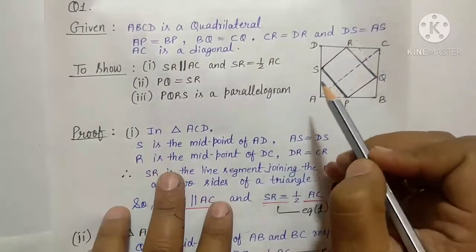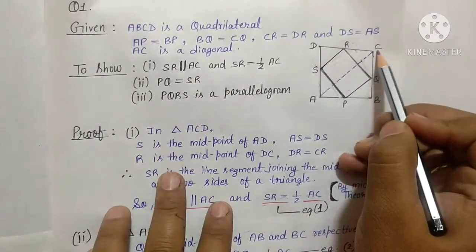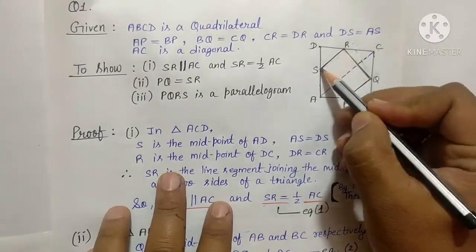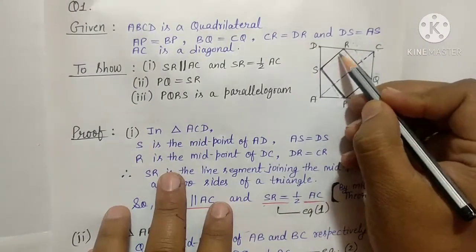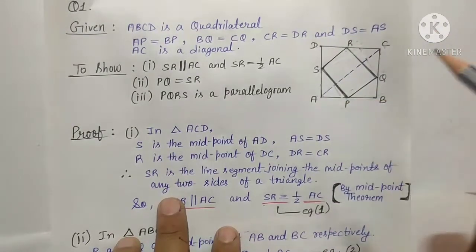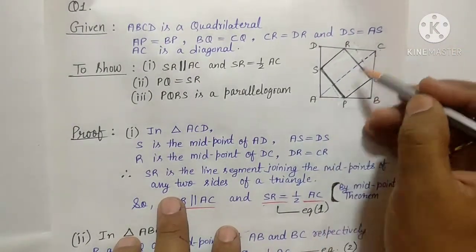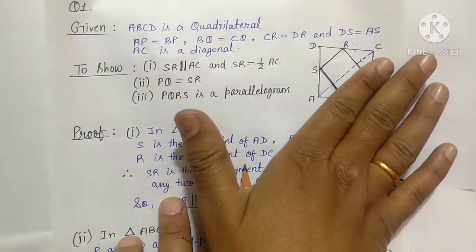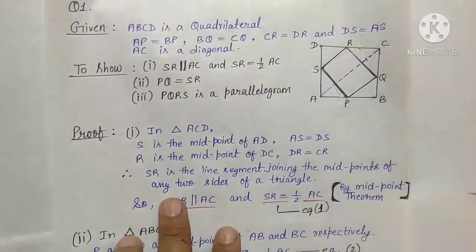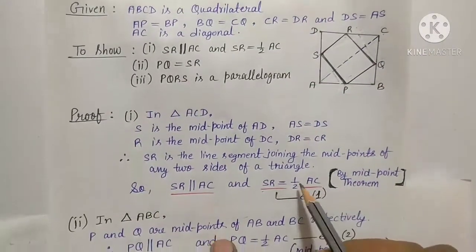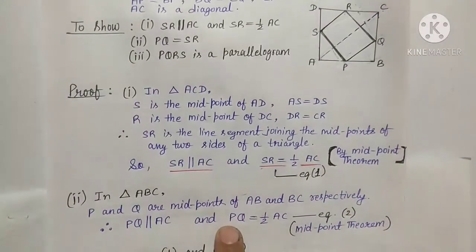It is also given that R is the midpoint of DC, and SR is the line segment joining these two midpoints. We know that if a line segment joins two midpoints, then through the midpoint theorem it is parallel to the third side, that is AC, in triangle ADC. So SR will be parallel to AC and also half of AC. In this way we have proved our first part.